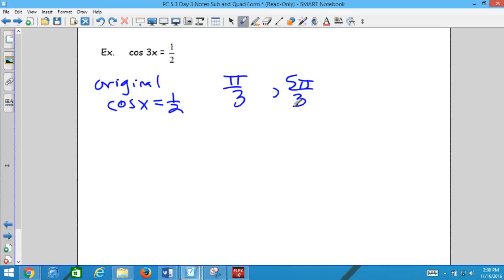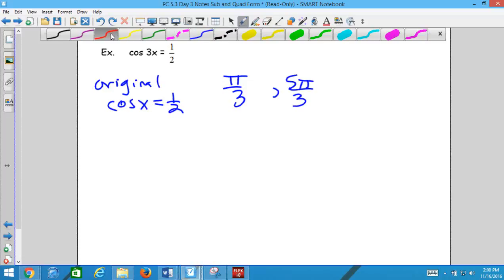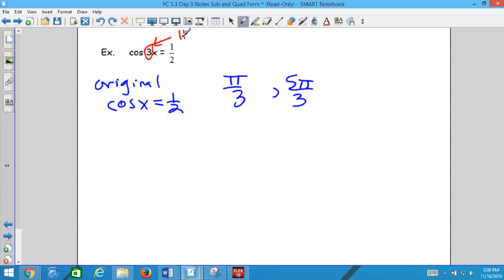It's a lot of material, I know. Okay, so we got pi over 3 and 5 pi over 3. That's where it originally is. How many cycles are we doing? We're going to do 3 cycles. So how many times should I add 2 pi? 2 times, because here's the first one. So I'm going to add 2 pi and then add 2 pi again. And I'm going to list all of those answers.